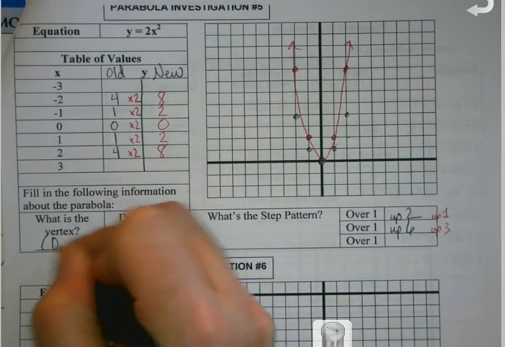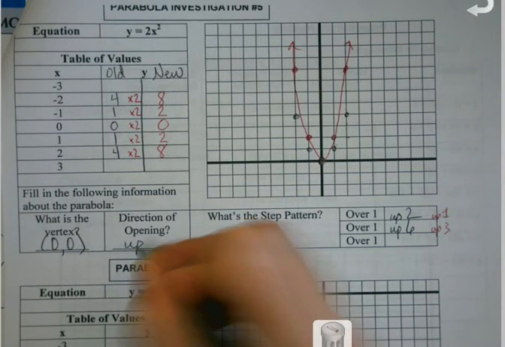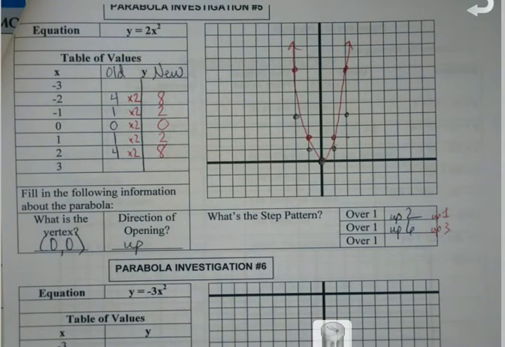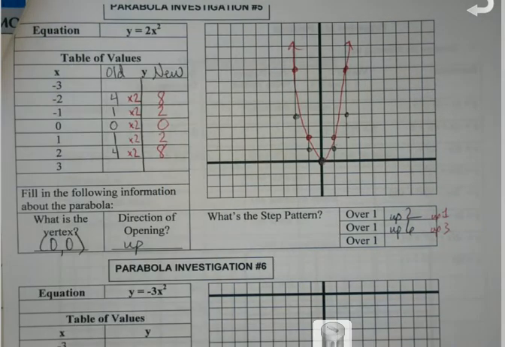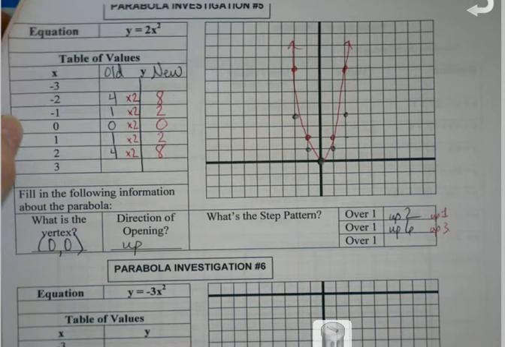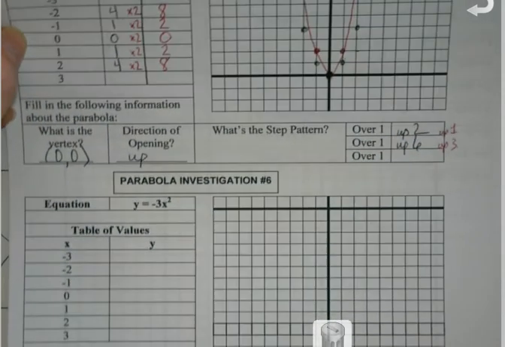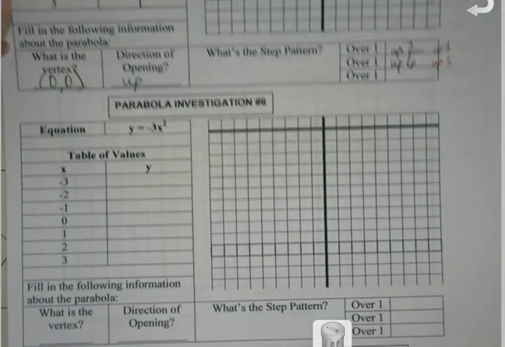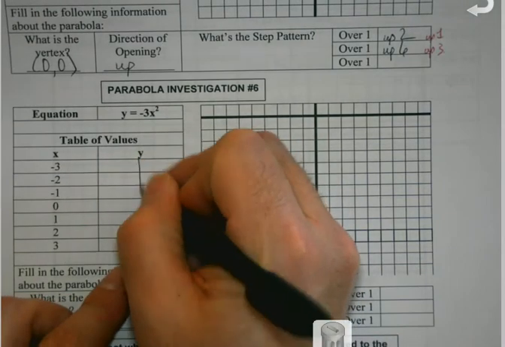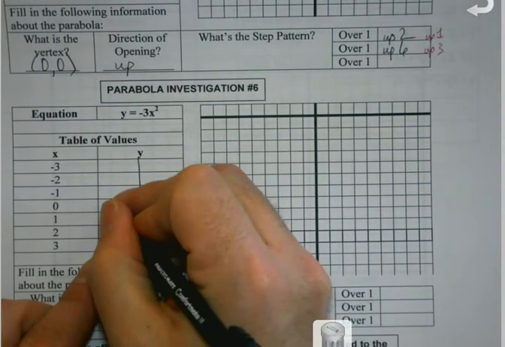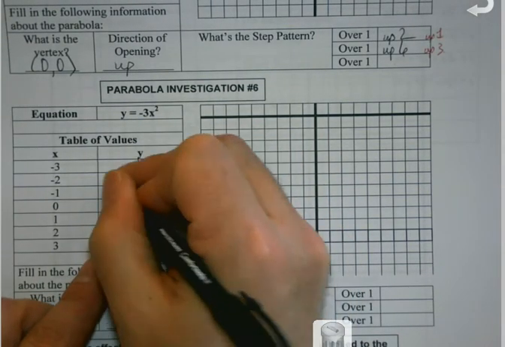My vertex is still at 0, 0, and it still opens up. It didn't move my vertex at all. So it just means my pattern gets multiplied by the number in front. So for instance, now this one's going to get a little trickier to do, because you're like, they cut off the top of my graph, the silly people. So okay, I can deal with this. I'll go back, I'll do the chart one more time.